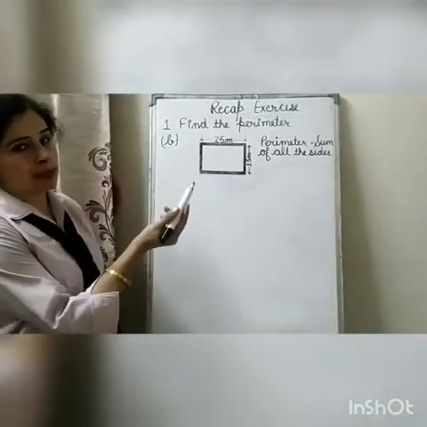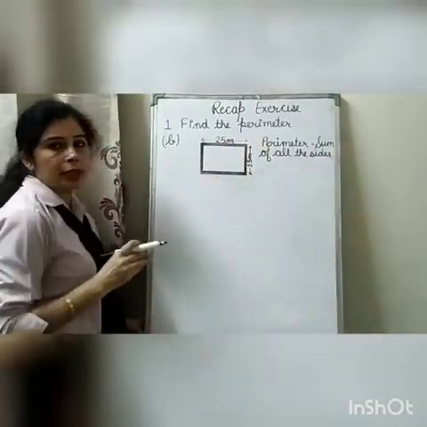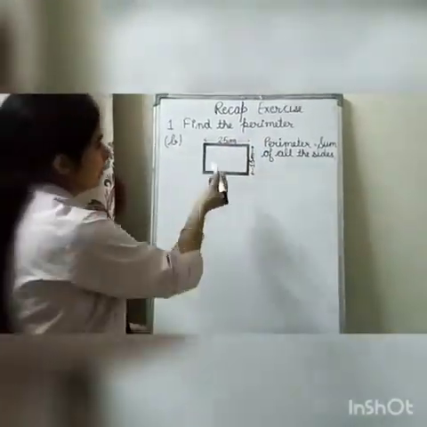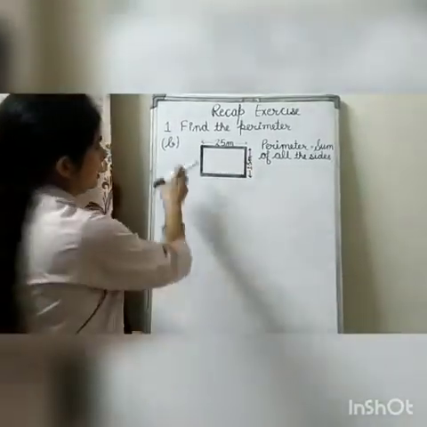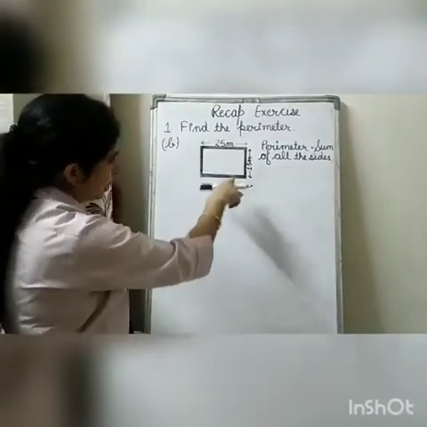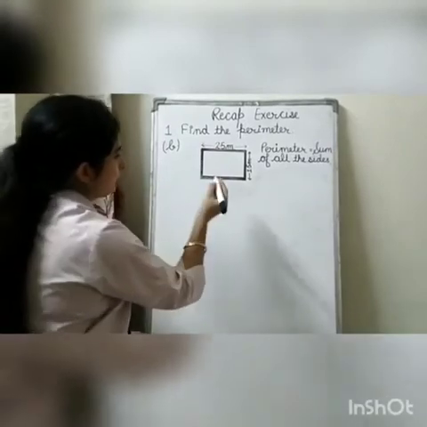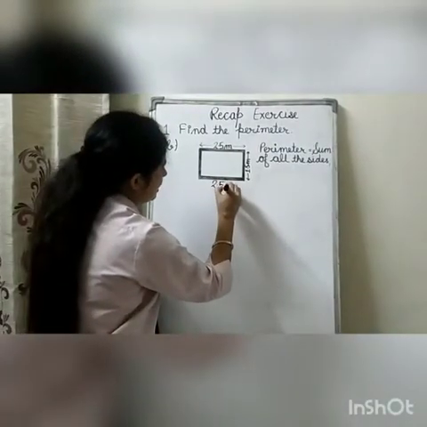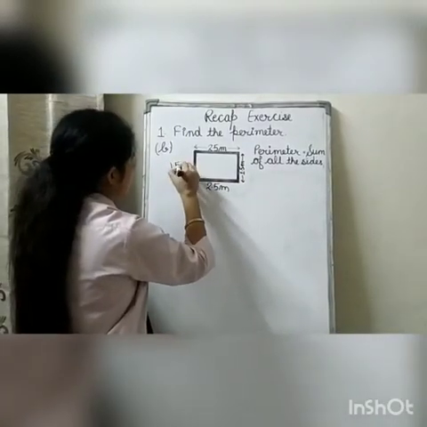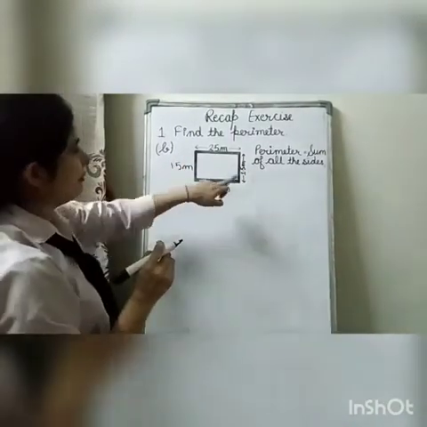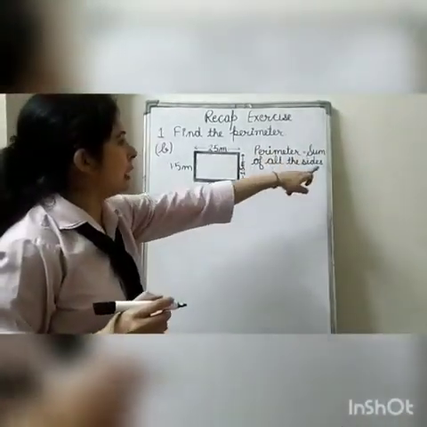Let's start the recap exercise. First question is find the perimeter. One figure is given and two measurements are also given. This side is 2.5 meter long and this is 1.5 meter. We can see that these two lines are parallel and these two are parallel. So this side is also 2.5 meter, and these two sides will be of the same measurement, 1.5 meter.